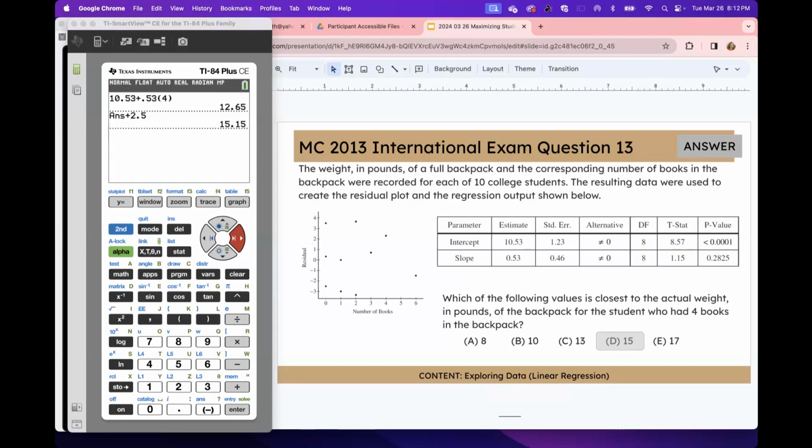Rudy in the chat says he uses RAP, residual equals actual minus predicted, to remember the order of the actual minus predicted. I like that, adding that R in there. So the RAP. Any little thing to kind of get that order straight in their head, we're going to use it. I'm going to share that with my future students, that's for sure.